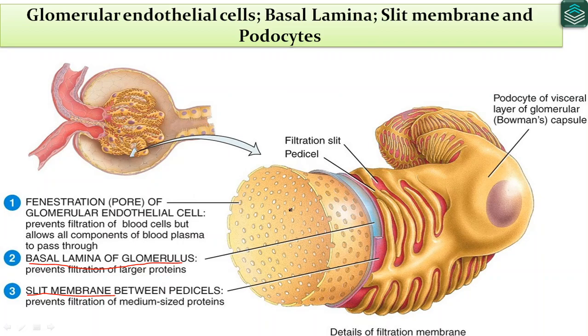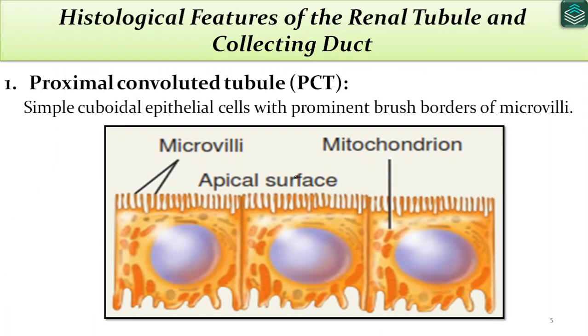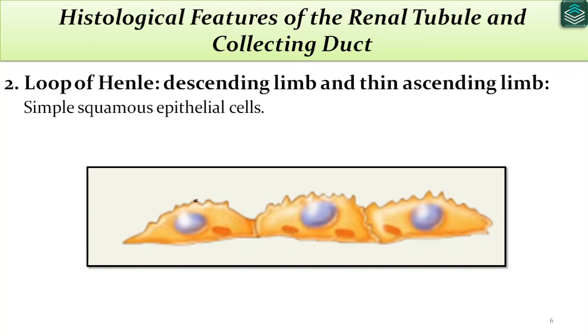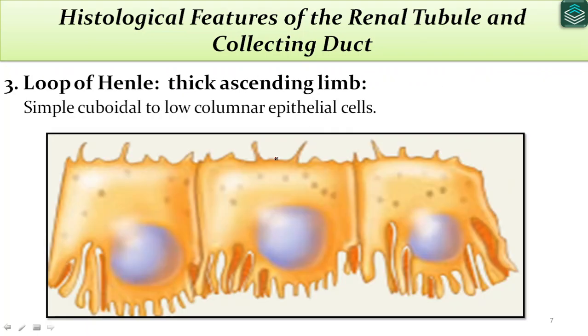When we start with the renal tubule, the first part that comes into the picture is the proximal convoluted tubule. The proximal convoluted tubule is made up of simple cuboidal epithelial cells with prominent brush borders of microvilli. These microvilli, like those of the small intestine, increase the surface area for reabsorption and secretion. The second part is the loop of Henle, that is, the descending limb and thin ascending limb. It is made up of simple squamous epithelial cells. The third part is the thick ascending limb, which is made up of simple cuboidal to low columnar epithelial cells.